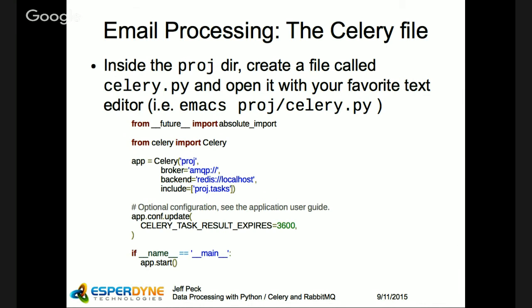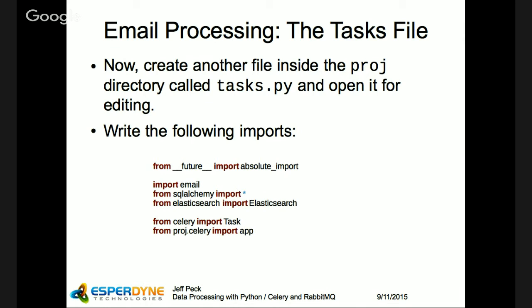Now the tasks file, that's what we get to here. This is kind of the meat of the project. This is the whole project here. And this is actually going to span 4 slides. So we just get our imports out of the way. We're going to use the Python email library for parsing. It's a one-liner to parse an email file. We use SQLAlchemy for our MySQL inserts, and the Elasticsearch library to insert things into Elasticsearch. Then we import the Task class. You'll see how we use that in the next slide, and the Celery app itself.